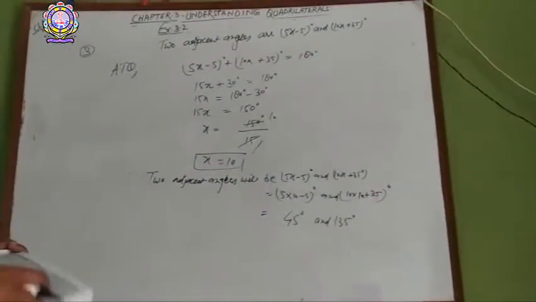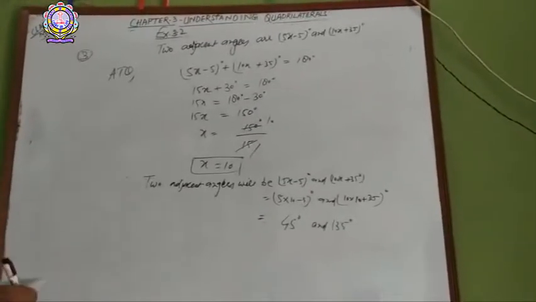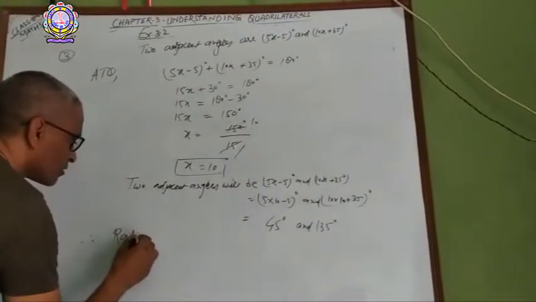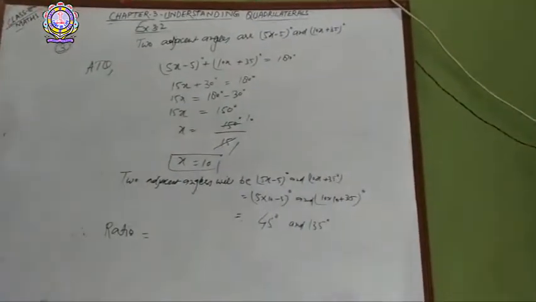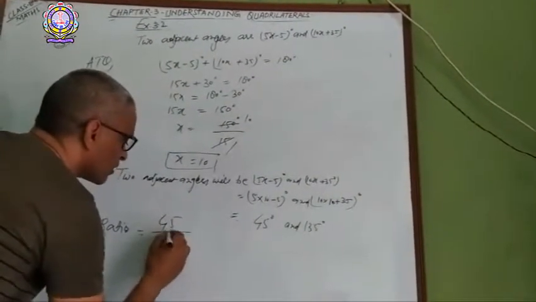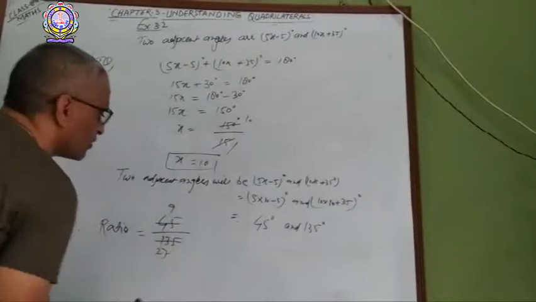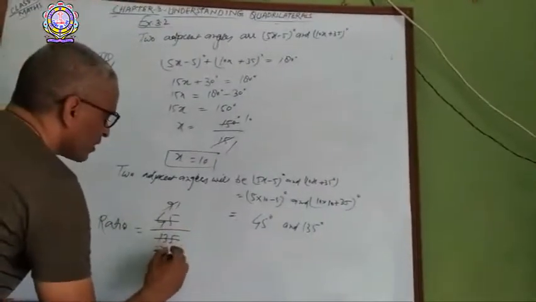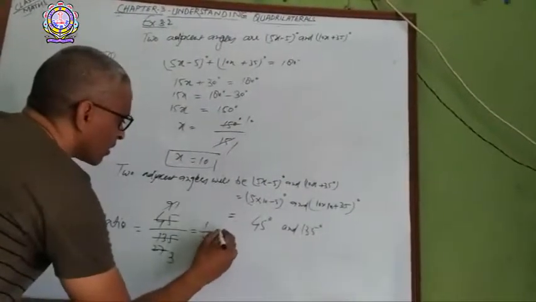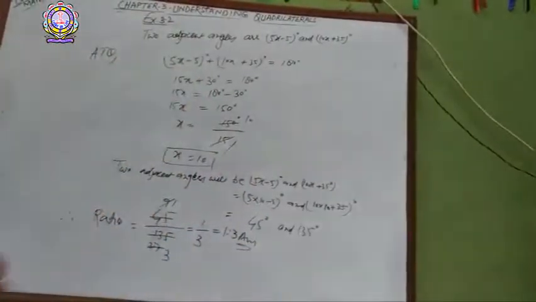Okay, now calculate the ratio of these angles. Therefore ratio of two angles will be 45 degree upon 135 degree. 5 nines are 45, 5 twos are 10... dividing, this must be equal to 1 upon 3, or 1 is to 3. This is your answer. Write down on your copy.